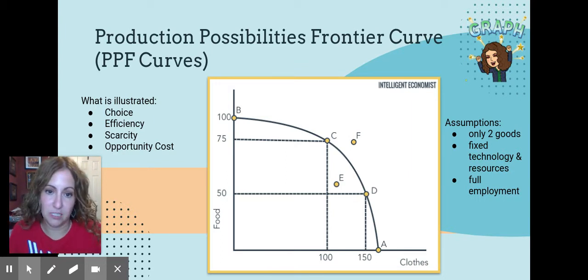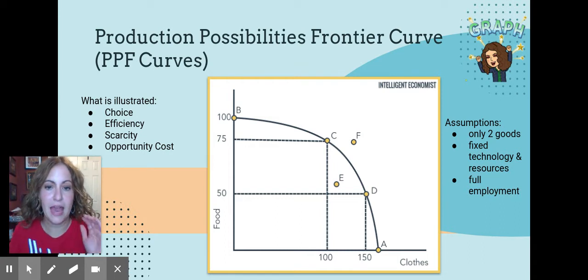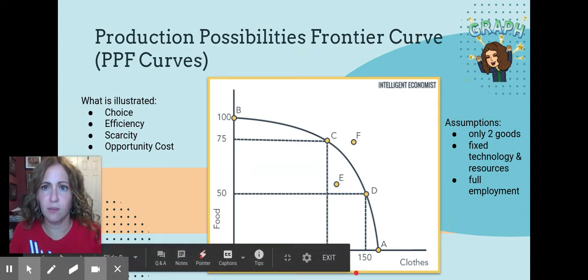F is not possible. E is possible, but it's inefficient. We want to be somewhere on the A, B, C, D range, so whether it's all clothes, all food, or some combination in between. So that's how it shows scarcity, because F is just not possible because of scarcity.